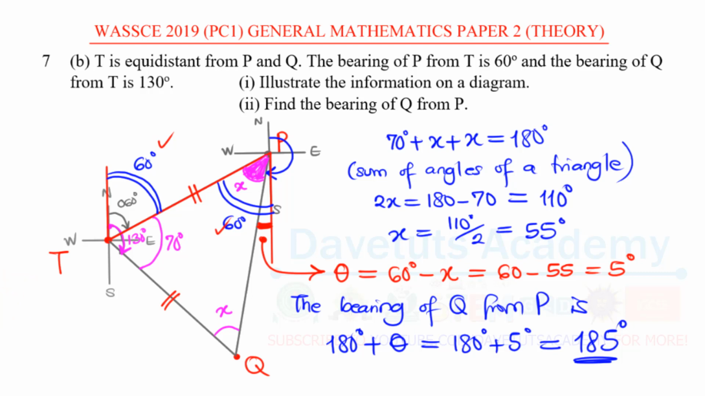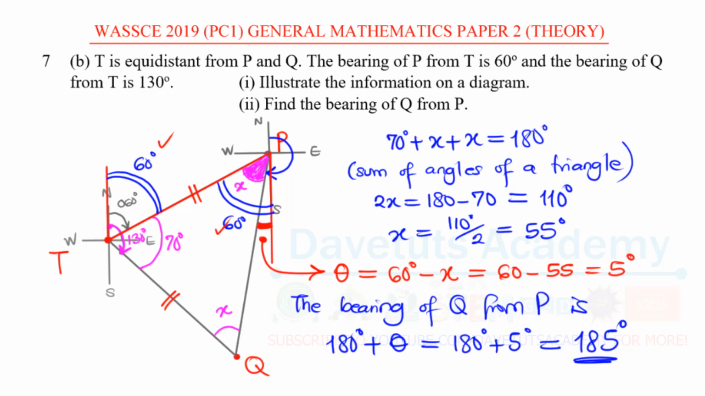It may look clumsy, but the more you study it, the better. We have a lot of videos that we have done on bearing and distances. You can watch them to also build proficiency in this. What you just need to note is that this 60 degrees and this 60 degrees are equal because they are alternate angles. Out of this 60 degrees, we have taken out x that we found to be 55. So the remainder will be 5. That 5 plus the 180 straight line that is coming from P to Q will constitute the bearing of Q from P, and it is 185 degrees.